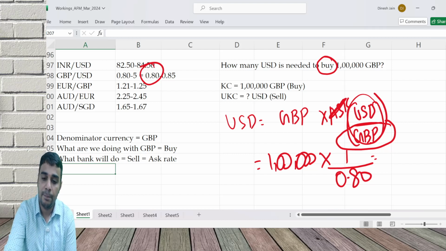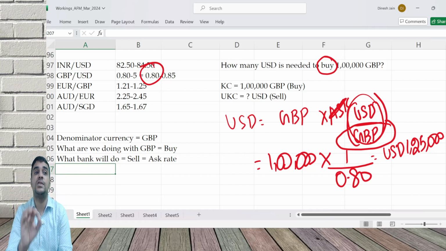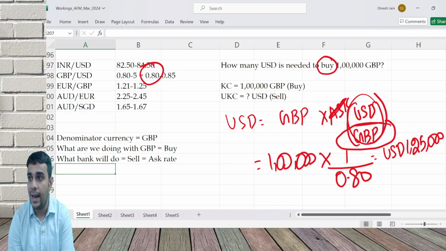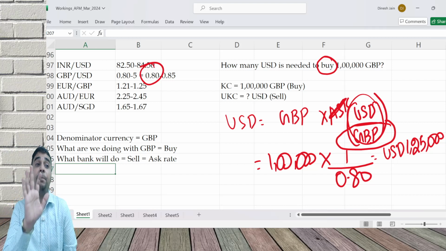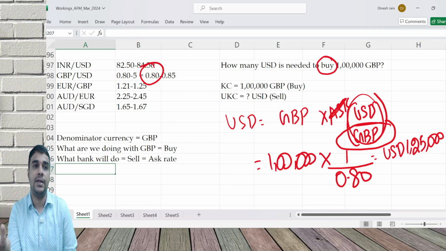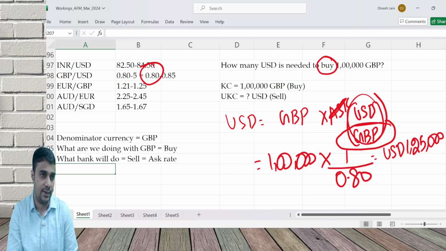Please don't write only 1 lakh 25. USD 1 lakh 25,000. Currency is very, very critical in this area. It means I need US dollar 1 lakh 25,000 to buy 1 lakh GBP. And these are typical exam questions. The question will say an exporter wants to buy 1 lakh GBP. They'll give a bigger story. In the end, an exporter or importer wants to buy something. Please calculate it.